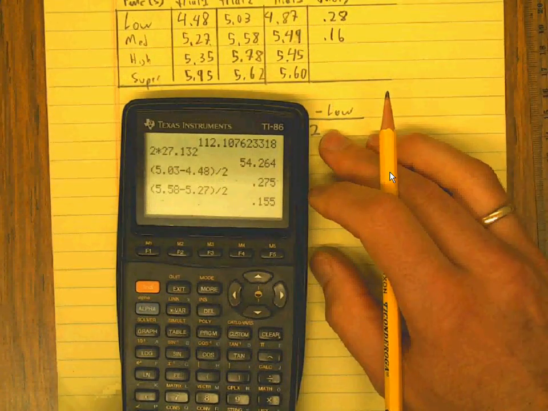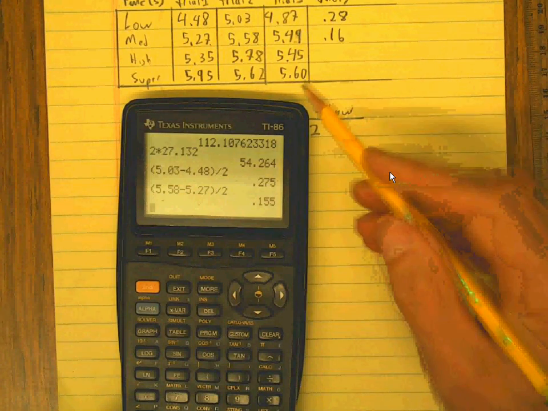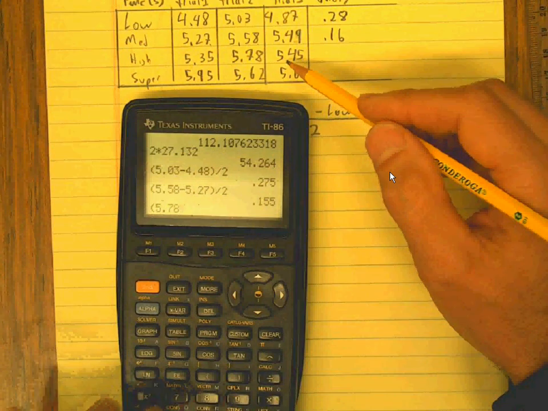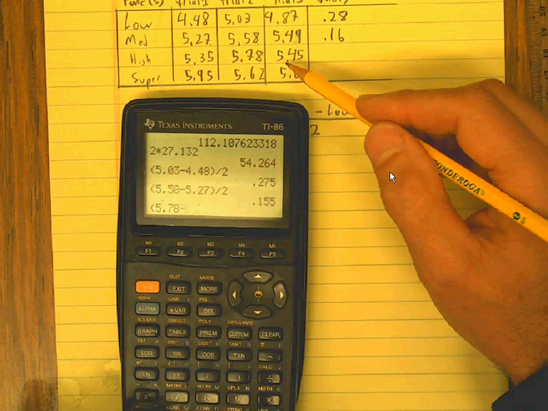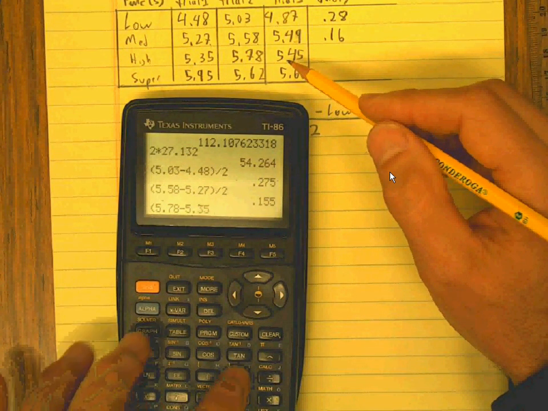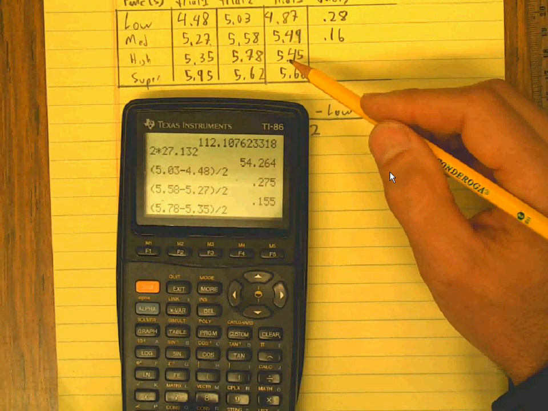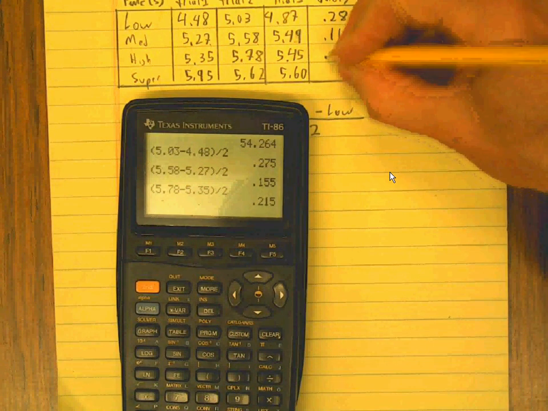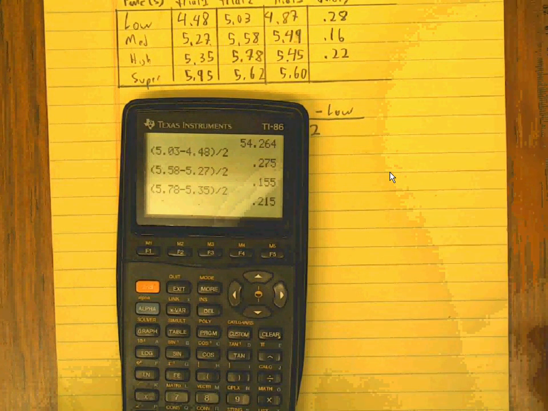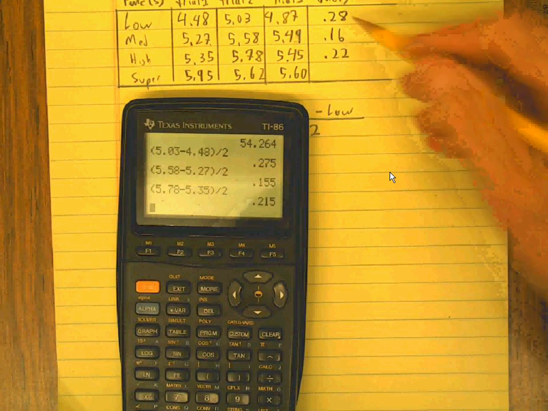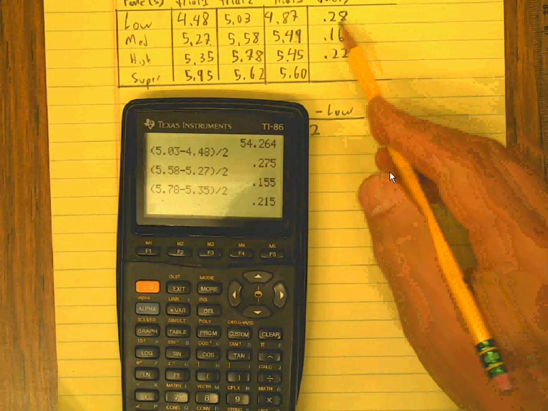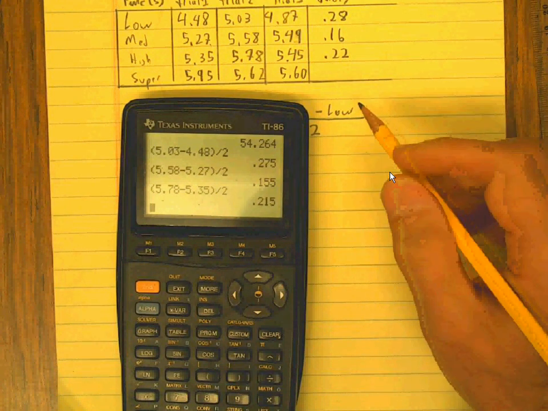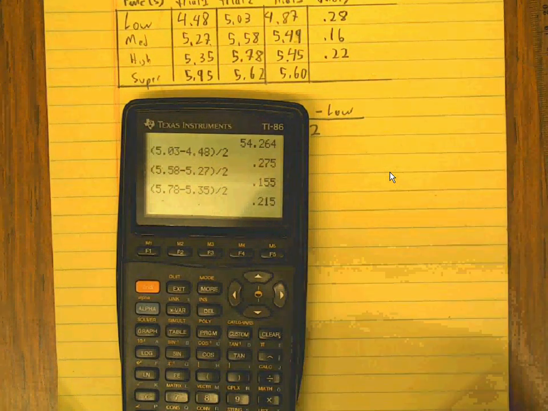For the high, again, it's going to be the highest minus the lowest over 2, so 5.78 minus 5.35 divided by 2. Is that right? Yeah, that's right. 0.215, so I'm going to say 0.22. I know we're supposed to express these as one digit, so on an IB lab I'd have to say 0.3 and 0.2 and 0.2. I'm just going to carry 2 sig figs here.